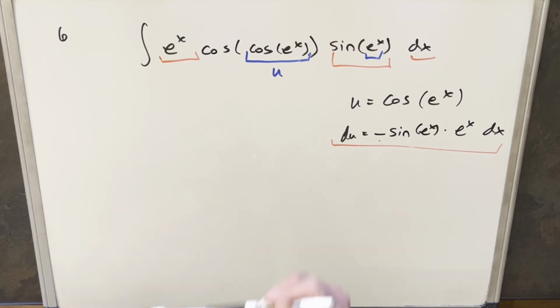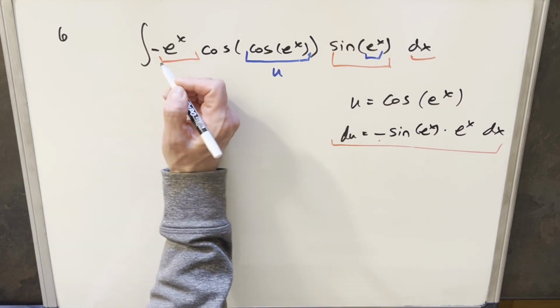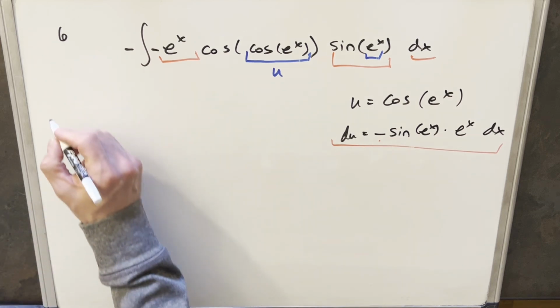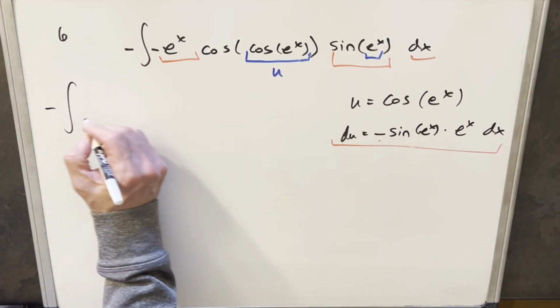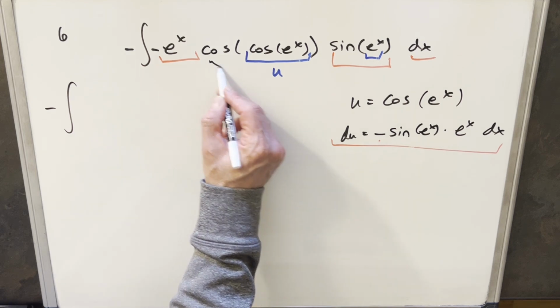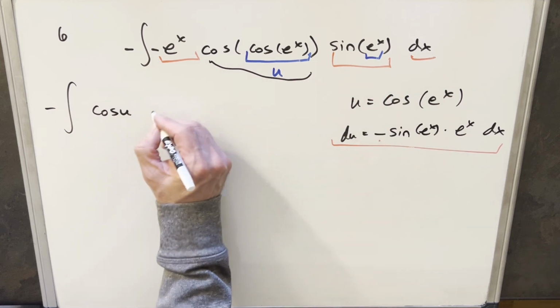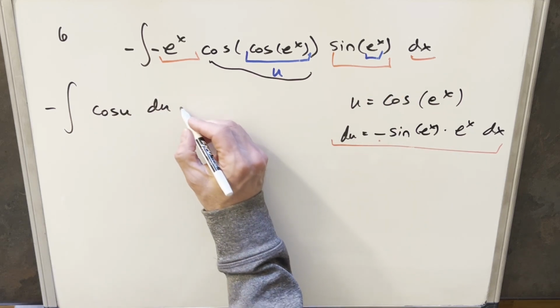So what I can do is create that by multiplying in a minus, but I'll multiply by a minus in front, so we're not changing it. And so then we'll just go ahead with our substitution. So we'll keep this minus up front. Now this whole thing here just becomes cosine of u, and everything else is going to be this du right here.